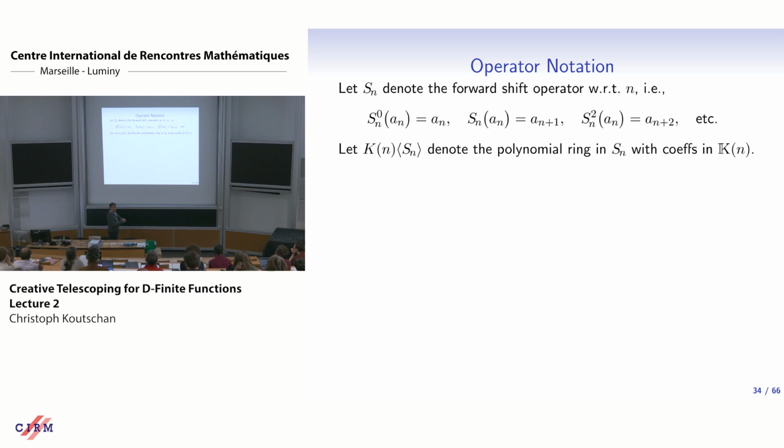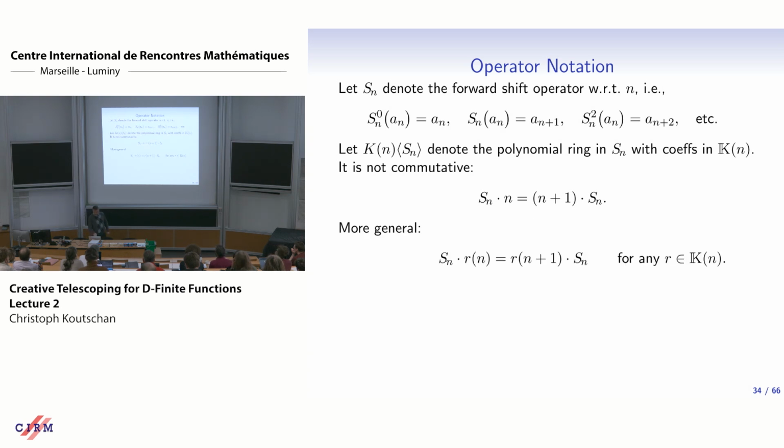Then we denote by Kn, Sn, the ring of difference operators with rational function coefficients. As in the differential case, this is a non-commutative ring. Here is the commutation rule. If you multiply Sn by n and you switch, then you have to replace the n by n plus 1 because of the action of this shift. Or more generally, if you have a rational function and you want to move the operator behind it, then you replace n by n plus 1 in this rational function.